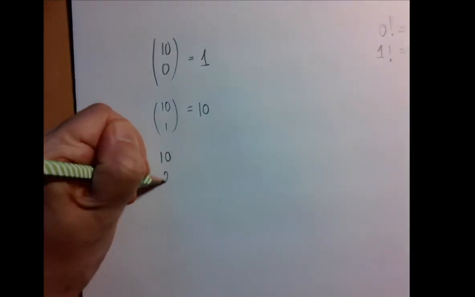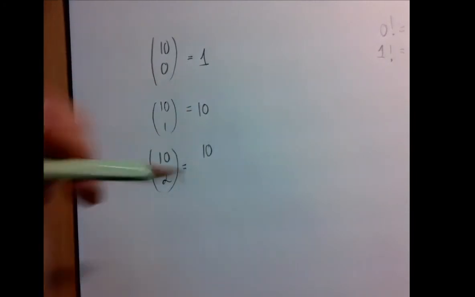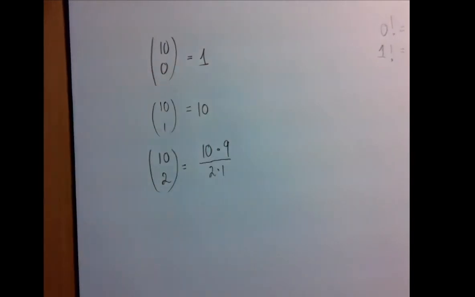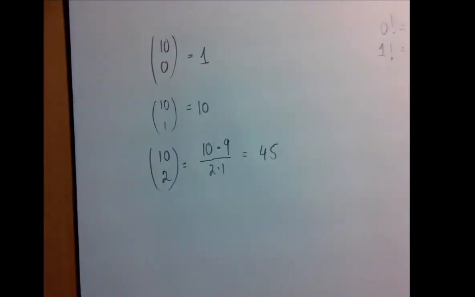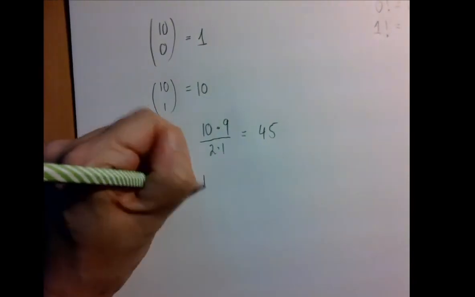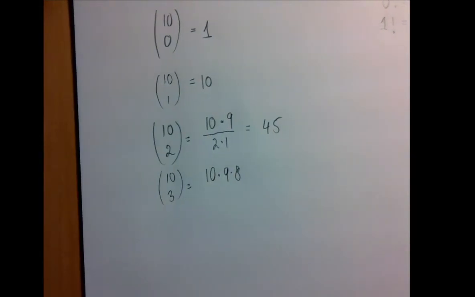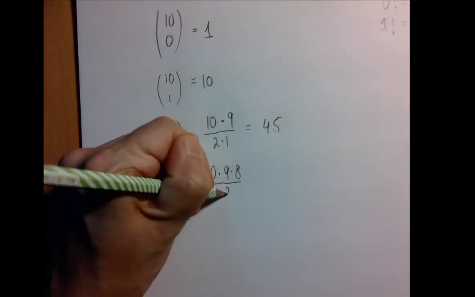10 choose 2 would be, well, I have 10 options to choose the first one, 9 for the second one, and we counted everything twice, A, B, and B, A. So that's 90 over 2, that's 45. 10 choose 3, we have computed. 10 times 9 times 8. That would be a good answer if order mattered. Since order doesn't matter, we have to adjust for that overcount, and that's 3 times 2 times 1.